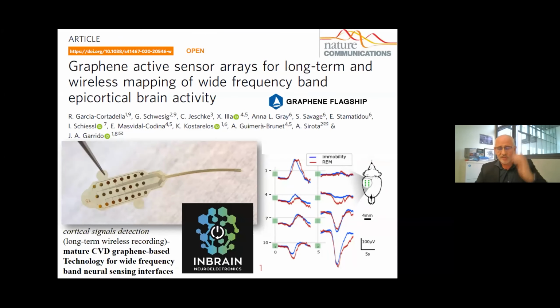This is another really beautiful example of CVD graphene-based brain implants, which can probe neural activity in an unprecedented manner. And at the moment, there is a spin-off of this activity piloted by Jose Garrido in my institute, which is working with other companies, and they already have a commercial product on the market now.